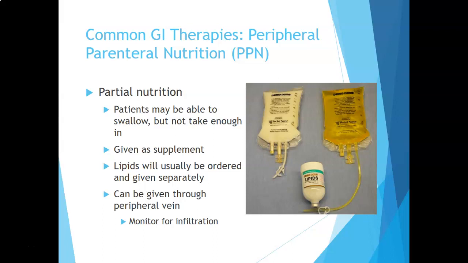Infiltration, if it occurs, can cause soft tissue injury. So we want to make sure that, while this can be given peripherally, ideally it would be through a central line or something like that. But we want to do a lot to assess that IV site and make sure it's a good vein, because if the catheter comes out and we get PPN underneath this, like in the subcutaneous tissue, it can be really damaging.